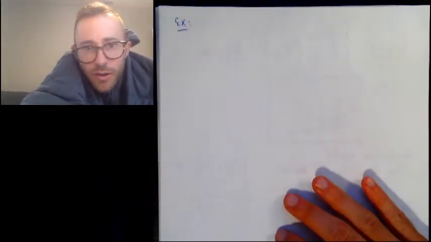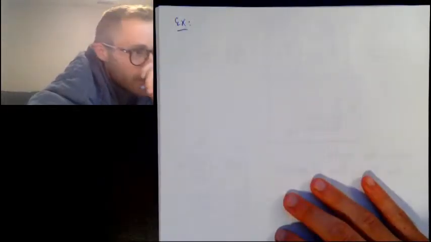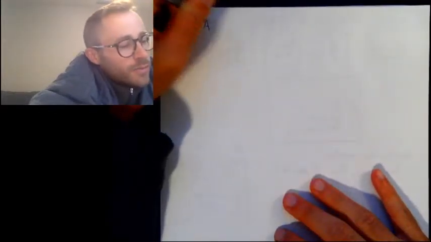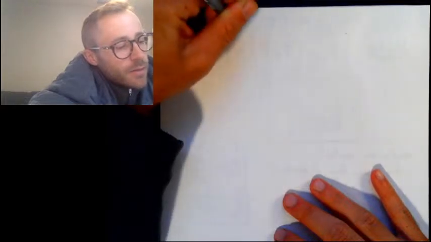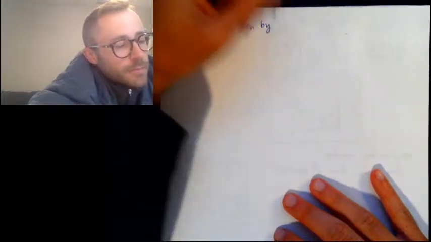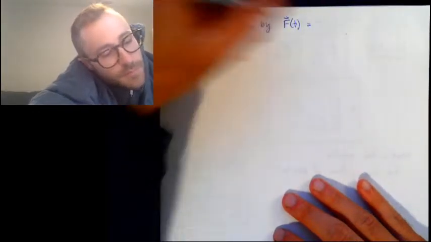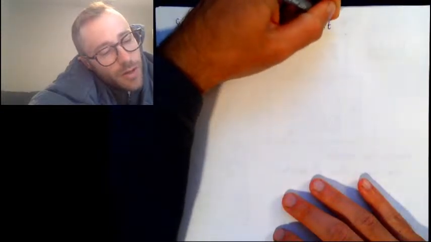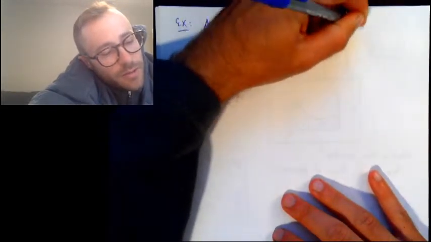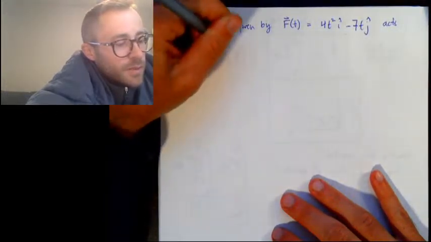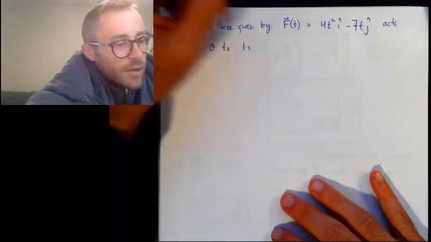First example is let's just calculate impulse. Okay, a force given by F of t equals 4t squared i hat minus 7t j hat acts from 0 to 1 second. Calculate the impulse.